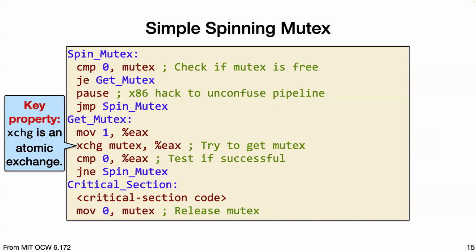So you are going here, and first you move 1 into this register, which is EAX, and you try to exchange 1 into the mutex. Then you check if you were able to succeed. If 0 is now in EAX, that means that 1 got moved into the mutex, so you were able to hold it. If you were not able to succeed, then you just jump back here and keep going until you get it. Does that make sense?